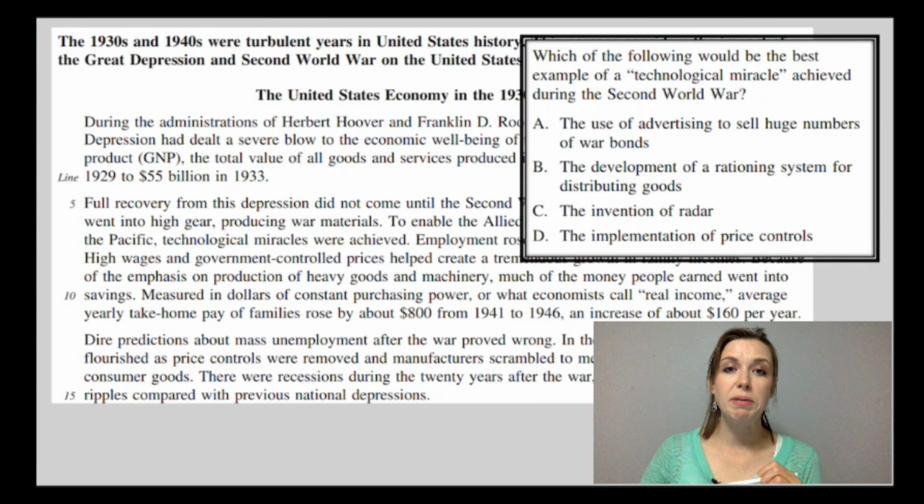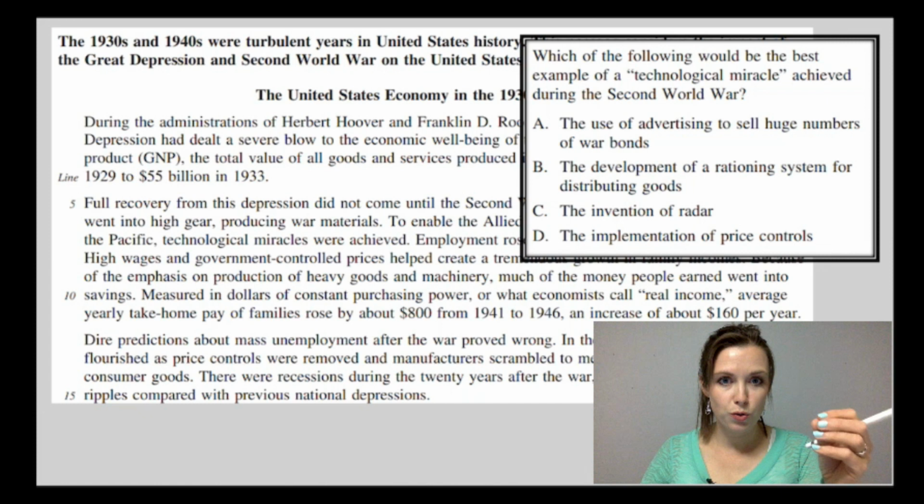Which of the following would be the best example of a technological miracle achieved during the Second World War? The use of advertising to sell huge numbers of war bonds. So a war bond is kind of like a savings bond. Here's a piece of paper valued at a certain amount of money, and you give us some money, and this war bond will help us pay for the war. Now our country just goes into $1 trillion of debt. Different time, people, different time. So that's not a technological miracle, right?